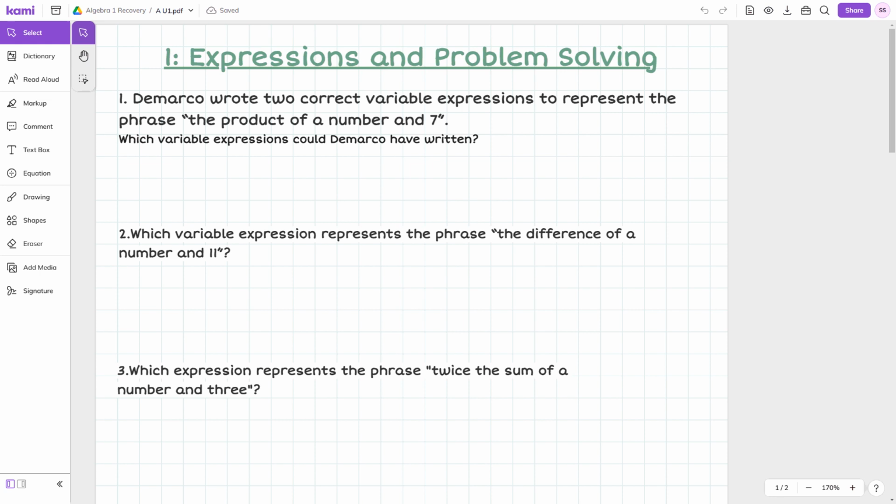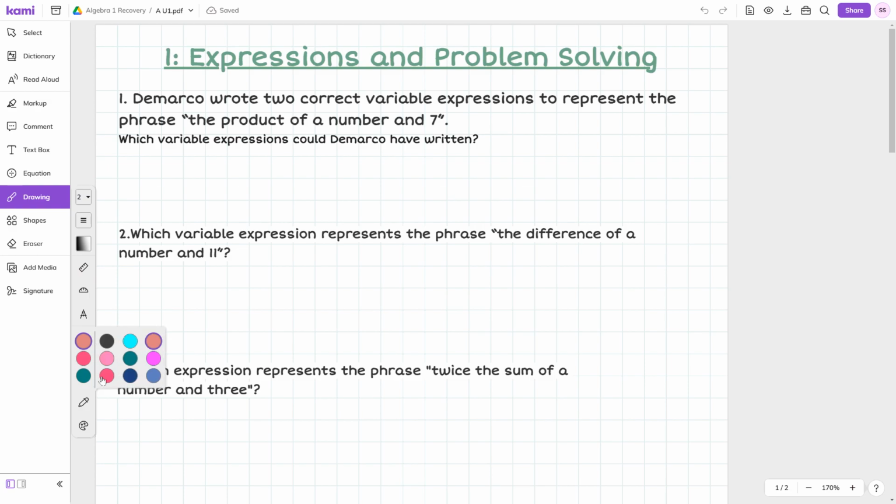DeMarco wrote 2 correct variable expressions to represent the phrase, the product of a number and 7. Okay. So when we write this, we have a few ways that we can write a product. And what I want you to get out of the habit of doing is probably writing with the X sign, like 7 times a number like that. We're not going to use that X symbol anymore. We're going to write this, and there's a few ways we can write a product.